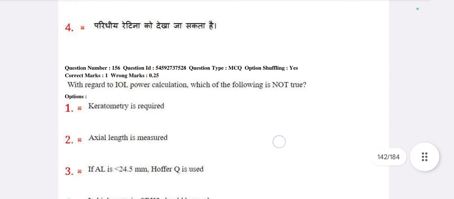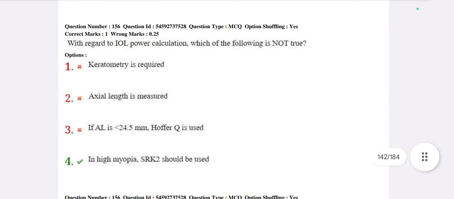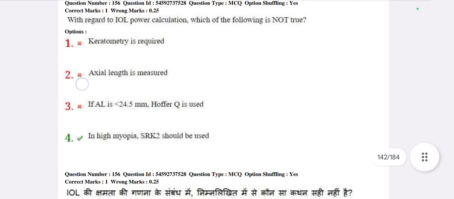Next question is with regard to IOL power calculation, which of the following is not true? Keratometry is required. Axial length is measured. If AL is less than 24.5 mm, Hoffer skew is used. In high myopia, SRK2 should be used. Correct answer is in high myopia, SRK2 should be used.